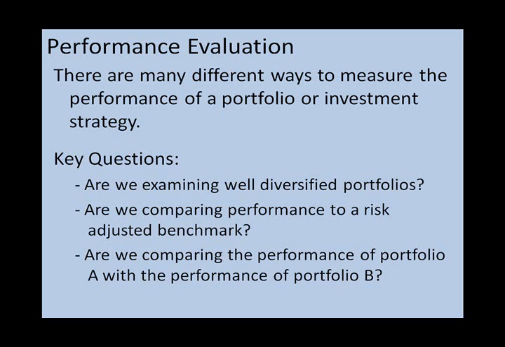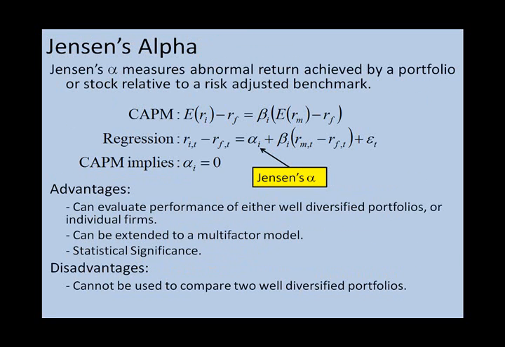For example, we might want to compare the performance of the Henry Fund at the University of Iowa with the Krauss Fund at the University of Iowa to see whether the MBAs running the Henry Fund do better than the undergraduates running the Krauss Fund. The first measure we're going to look at, and one that is commonly used in industry, is called Jensen's alpha. Jensen's alpha measures abnormal return achieved by a portfolio or a stock relative to a risk-adjusted benchmark.